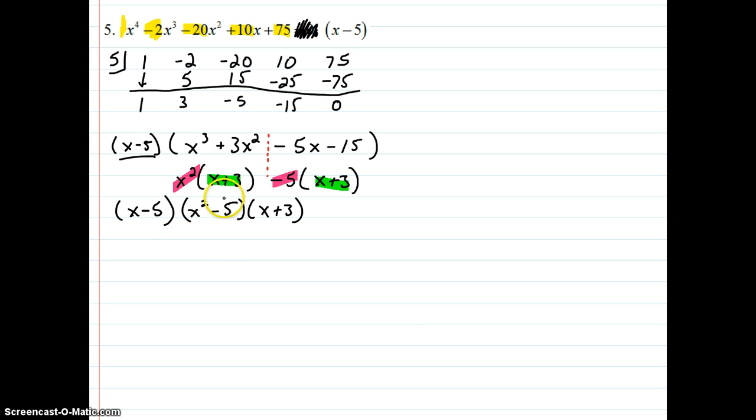And now look at the x squared minus 5. Could you factor that? You couldn't factor that. This would need to be a perfect square, a 9 or a 16, to factor. And so this is as far as we can go with factoring.